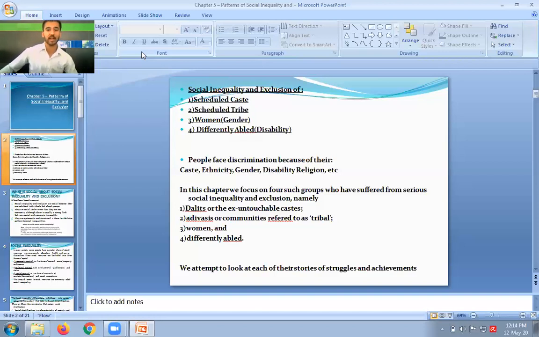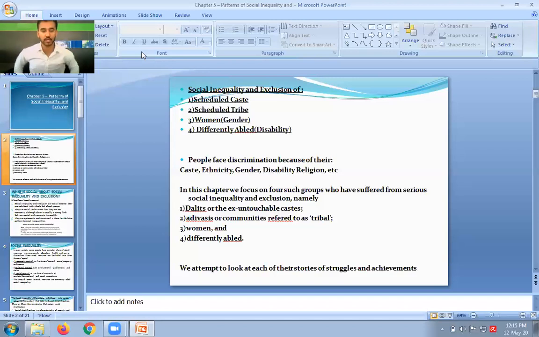We're going to study that, and we are not only going to study social inequality and exclusion. We are also going to study the achievements that these sections achieved, the positivity that came out when they asserted their identity, when they asserted and started demanding what they actually deserve. So we're going to understand what the government did for them. We're going to understand what issues they used to face. We're going to understand the positive aspects that came out of the bad things that were happening in the society.